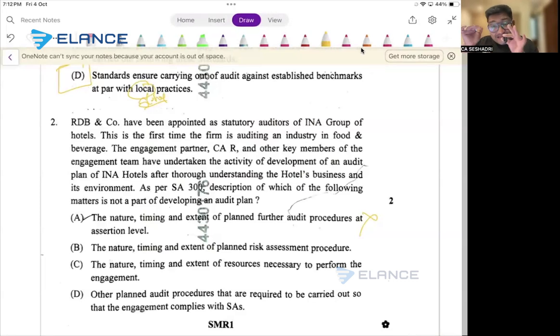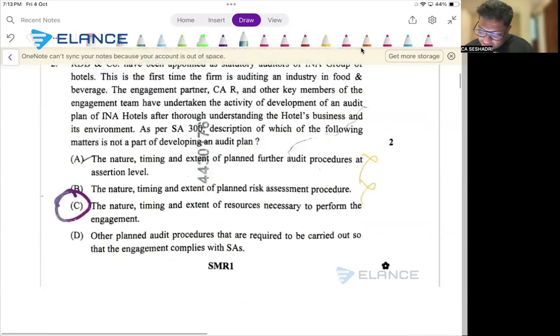Nature, timing, extent of planned risk assessment procedures. Yes, again, it is not the answer. This is part of audit plan. Nature, timing, extent of resources necessary. Of course, that's the answer, because that is a part of audit strategy, not part of audit plan. So obviously, C is the answer. 2 marks is yours. Come to the third.